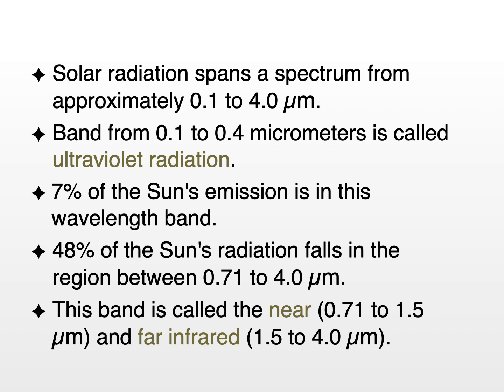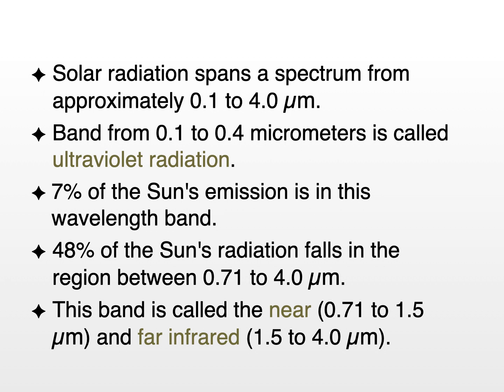Only a portion of the radiation emitted by the sun is in the visible light band, 44%. The entire spectrum band for the sun ranges from approximately 0.1 to 4.0 micrometers. The band from 0.1 to 0.4 micrometers, or the edge of visible light, is called ultraviolet radiation. The sun's emission of ultraviolet radiation is approximately 7% of its total emission.